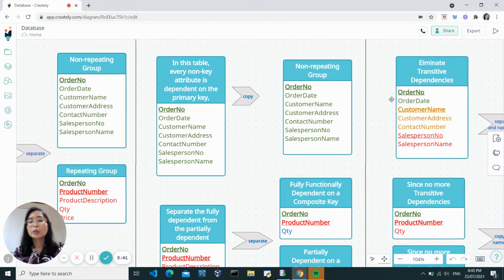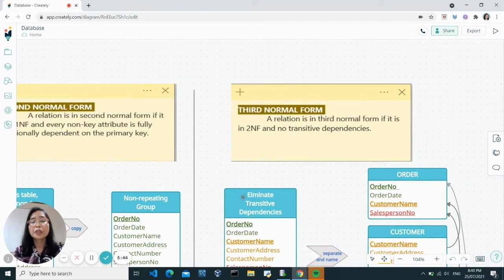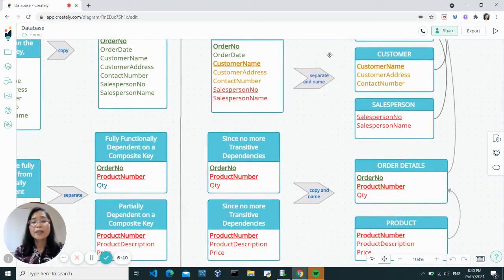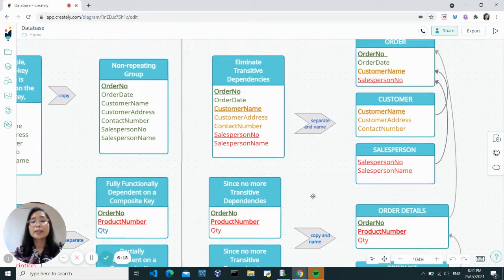Now let's go to the third normal form. The third normal form says a relation is in the third normal form if it is in the second normal form and has no transitive dependencies. Now, what is a transitive dependency? It is when a particular attribute is dependent on a non-primary key. Everything here is dependent on a primary key, so no more transitive dependencies here in these two tables.